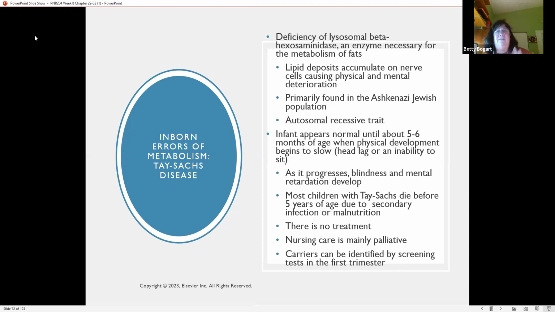Now, Tay-Sachs disease, it all has to do with metabolism of fat. And the fat accumulates on nerves. So there's not a lot of impulses that can go. So physical and mental deterioration. This is usually in the Ashkenazi Jewish population, and it is passed on. It's a recessive trait.